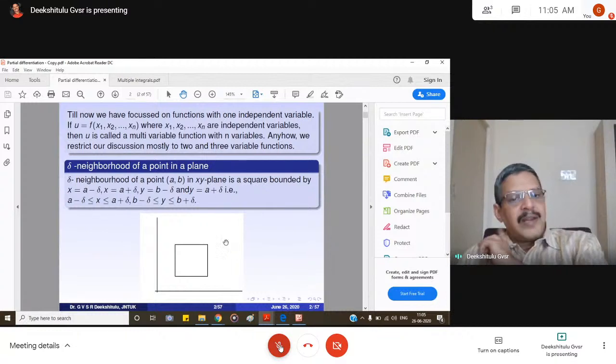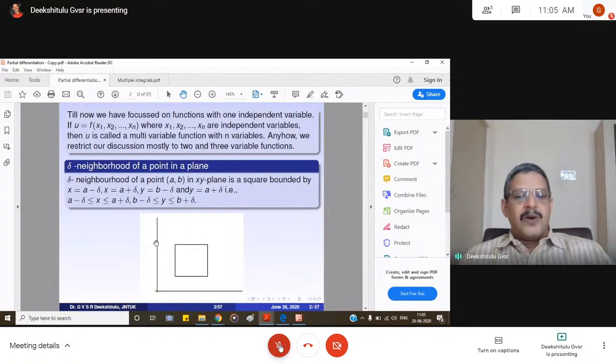These are 4 straight lines, and x lies between these and y lies between these. So the common area between all these lines, this one, this one, this one, and this one, the common area is a square here. So when we talk about a 2 variable system, a 2 variable function, the domain is a square, maybe a rectangle, depending on the problem. This is what we call a delta neighborhood.